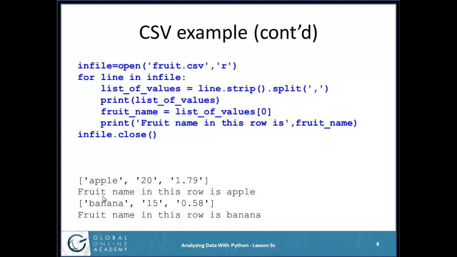But I also already know how to convert strings to numbers. And then I've got this print statement that says the fruit name in this row is, and I'm just printing out the fruit name. So the fruit name in this row is apple. Fruit name in this row is banana. So this will give you a real good head start on your programming assignment for the week. Happy programming.